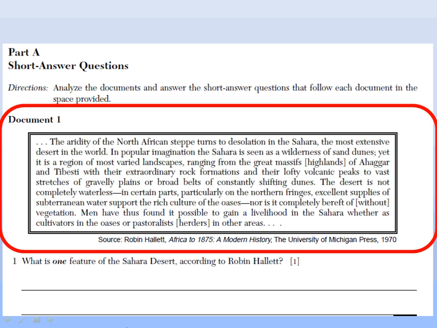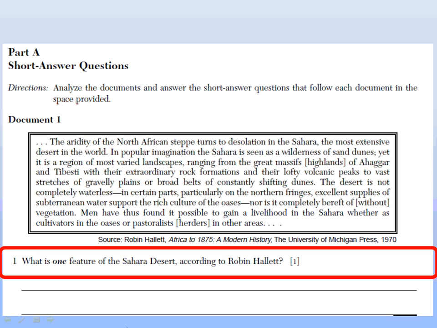Looking down, after that, it shows us the question. It says, 1. What is one feature of the Sahara Desert according to Robin Hallett? If you notice, right after the question, there's a little 1 inside of brackets. This number is telling you how much this question is worth. So this question is worth 1 point.